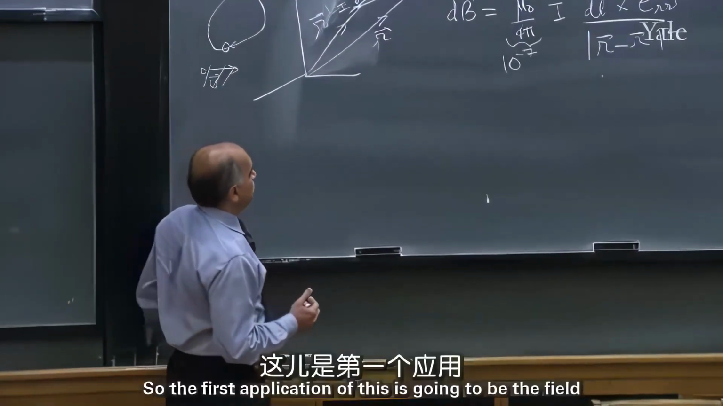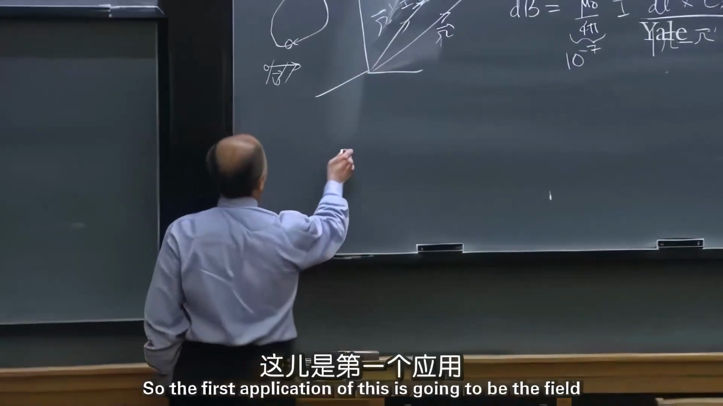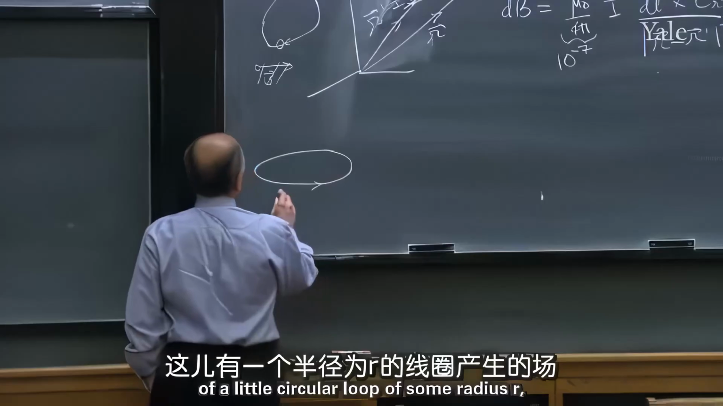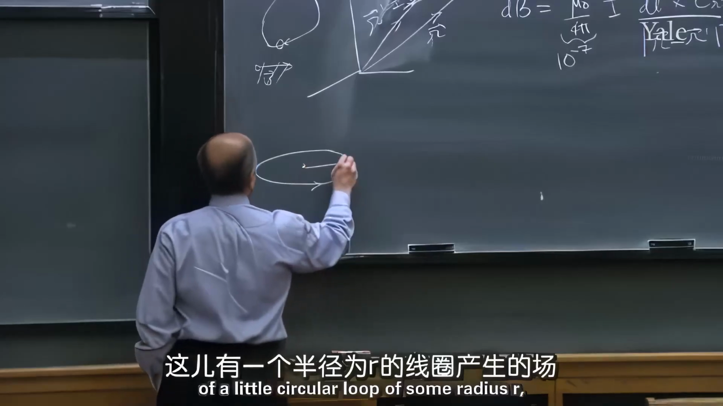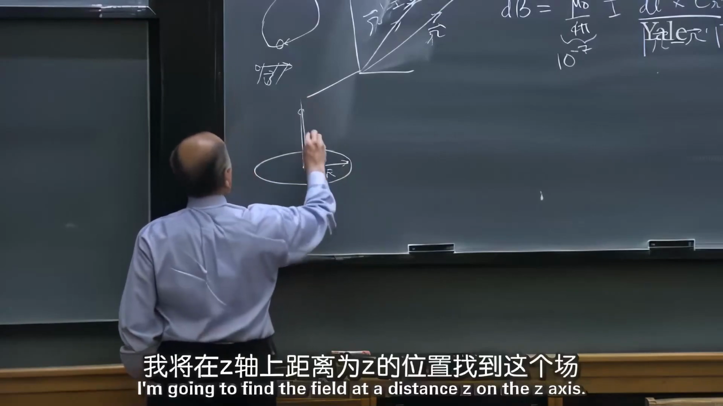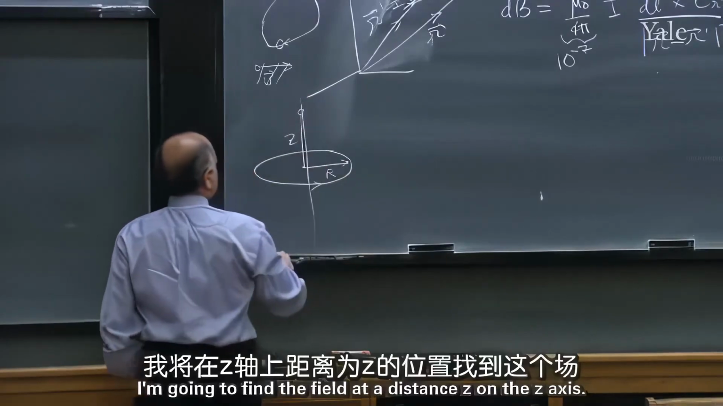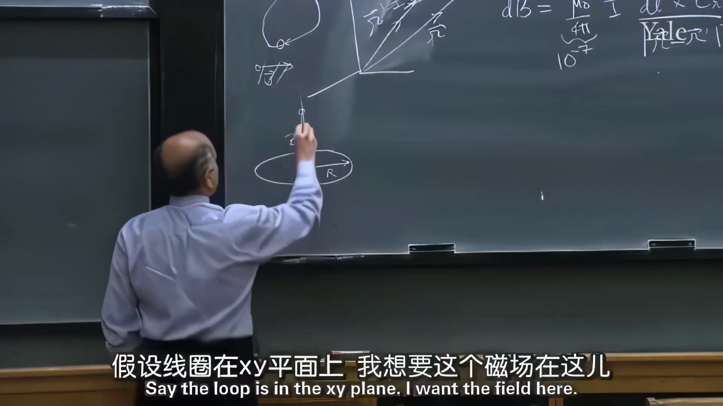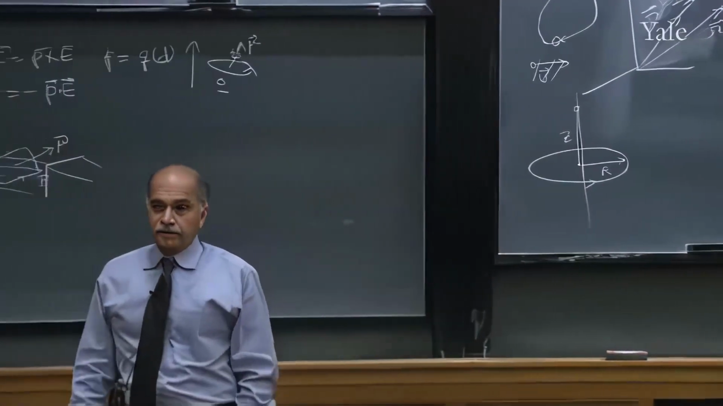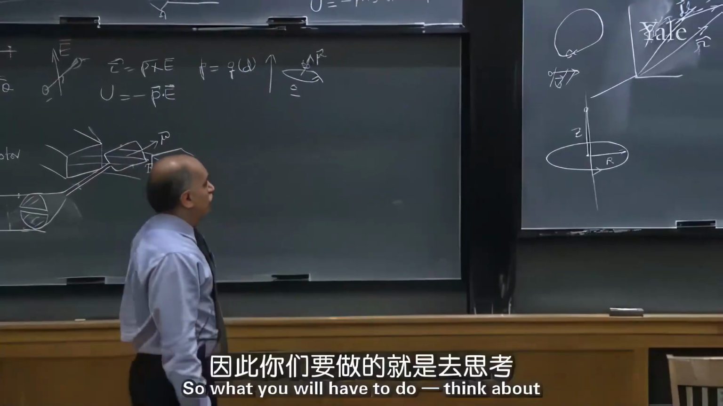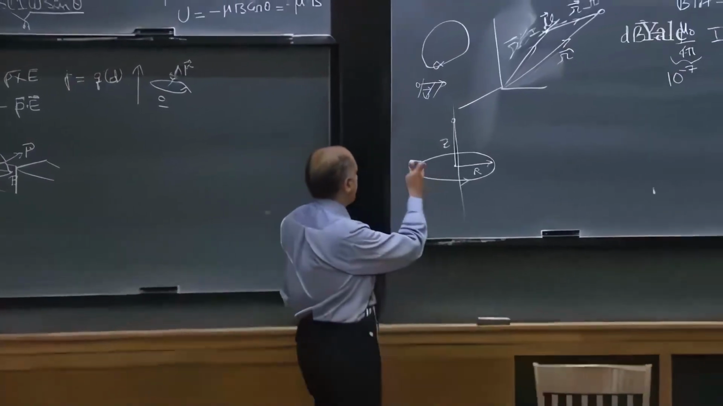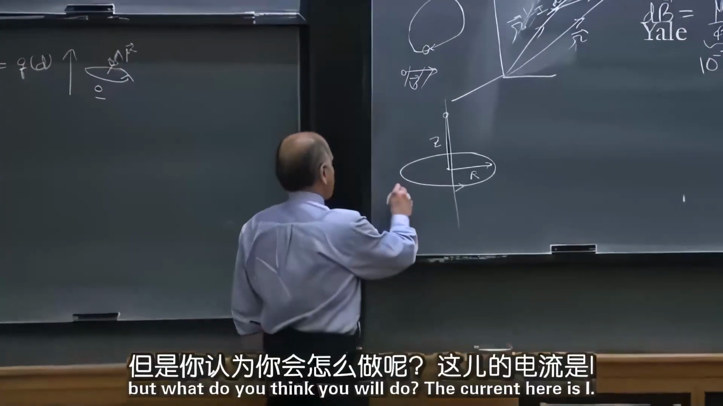So the first application of this is going to be the field of a little circular loop of some radius r, and I'm going to find the field at a distance z on the z-axis. Say the loop is in the xy plane. I want the field here. So think about what you have to do now. You've got this formula, but what do you think you will do? The current here is I.